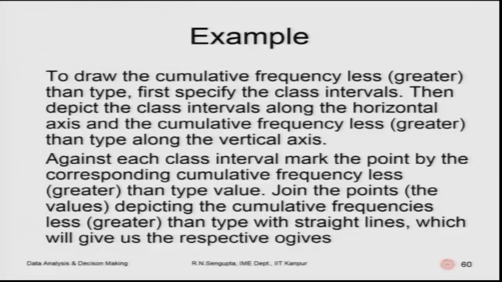Join the points, which means the values which you have just drawn, to get the cumulative frequency of the less than type and the greater than type, and they would basically be a straight line. That means, between 2 points you are basically joining them by a straight line, and these are the ogive curves.